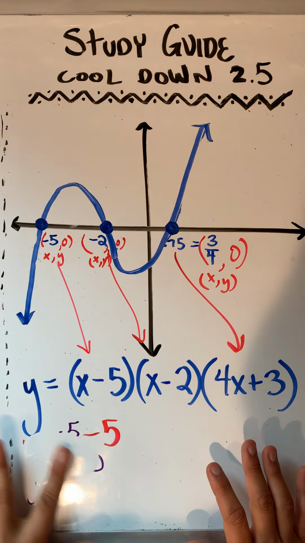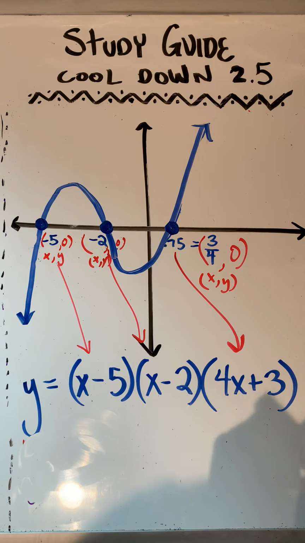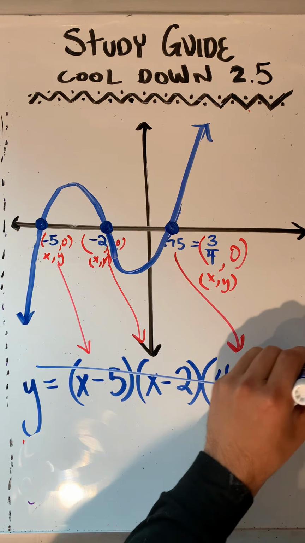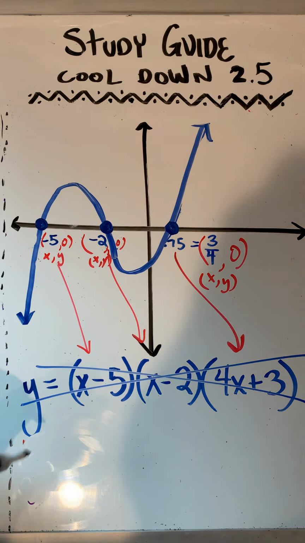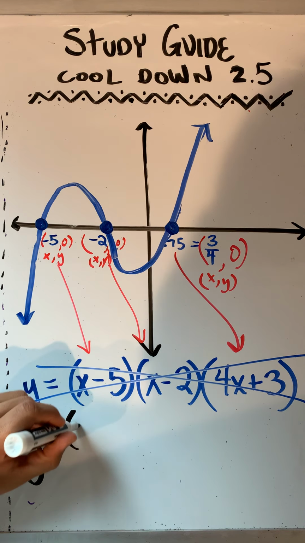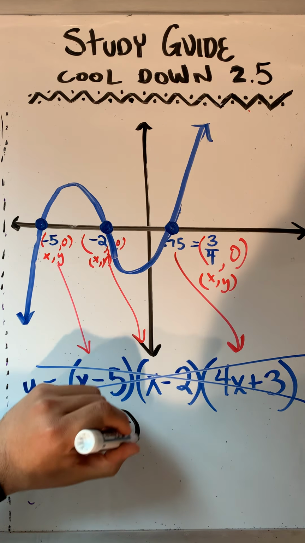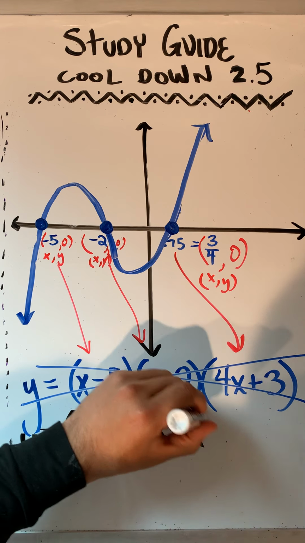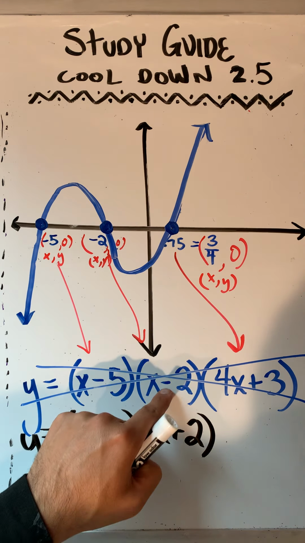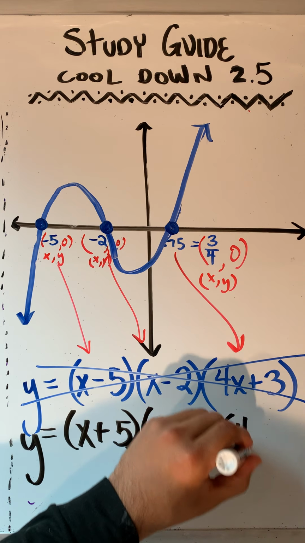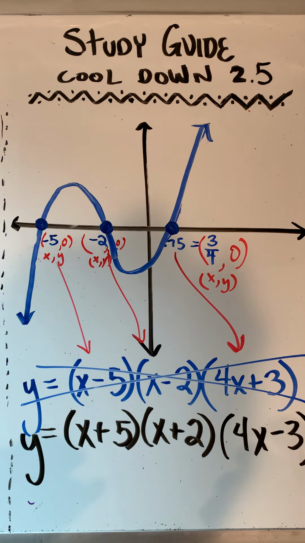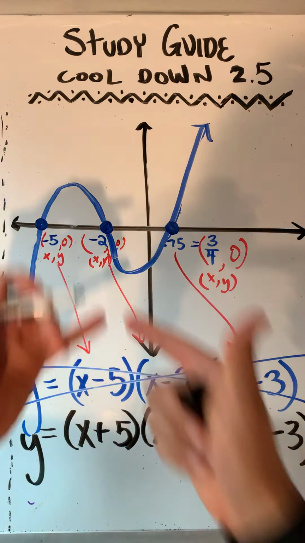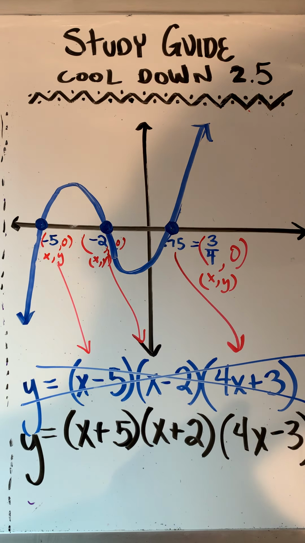So allow me to erase this work here. I'm going to respectfully say this is wrong, but I'm going to rewrite the equation out with the signs switched. So we got x plus 5, x plus 2. You notice I'm switching the signs from -5 to +5, -2 to +2, and 4x instead of +3, -3. Okay, this is a trick that will allow you to fix the equation so that it does match the graph.